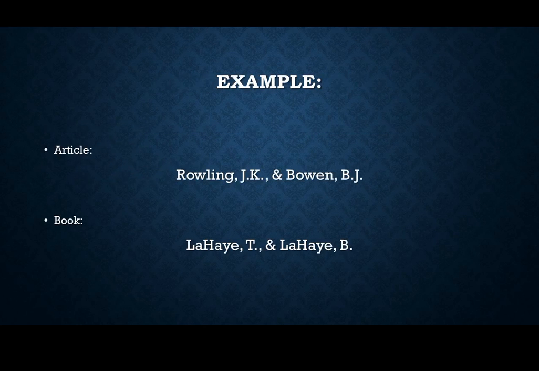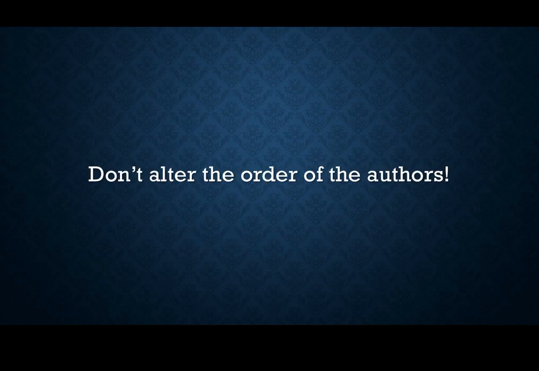Books and articles start the same way. As you can see, we've listed the last name, comma, first initial, period, middle initial, period, comma, ampersand sign, and then the second author's last name, comma, first initial, period, second initial, period. When listing the authors, if there is more than one, don't list them out of the order they are presented in on the book or article.